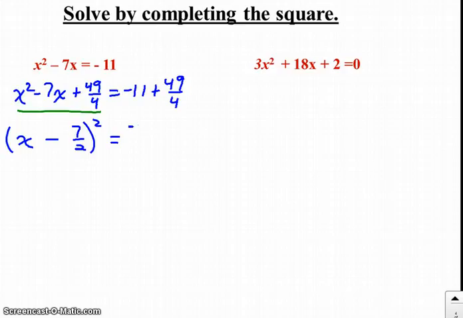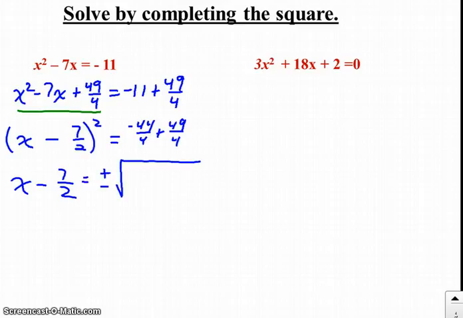On the other side, then, we've got -44/4 plus 49/4. So for the left side of this equation, I'm going to find the value for x by taking the square root of both sides. Remember, anytime you take the square root, you have to include the plus and minus. -44 plus 49 is a positive 5/4.